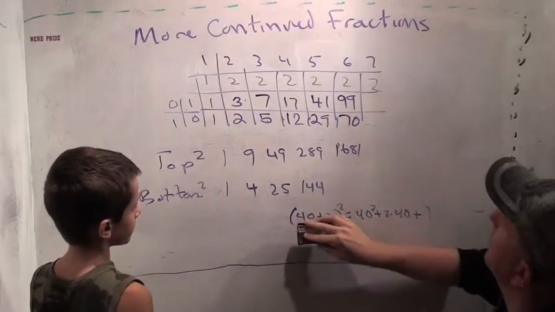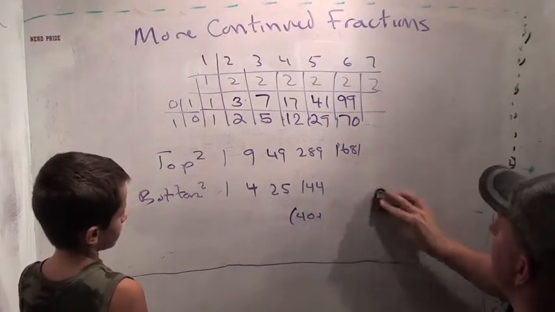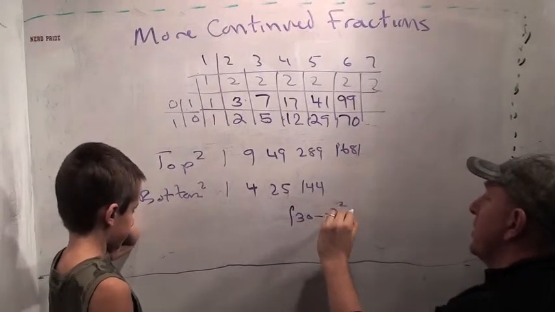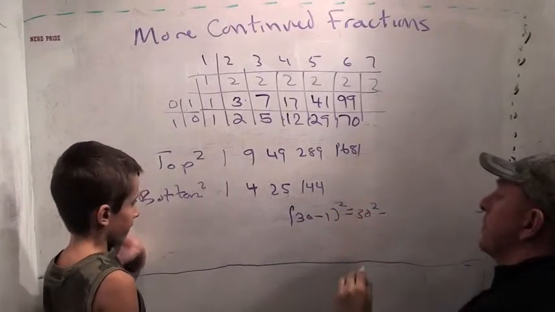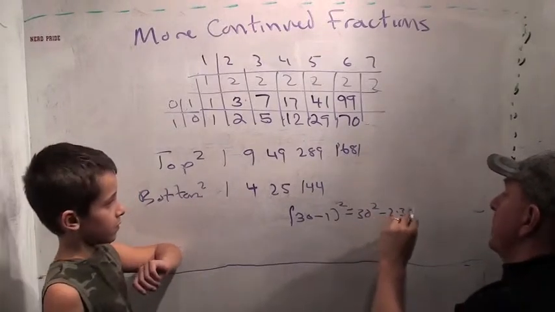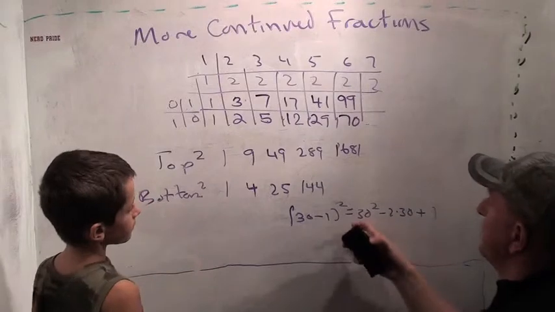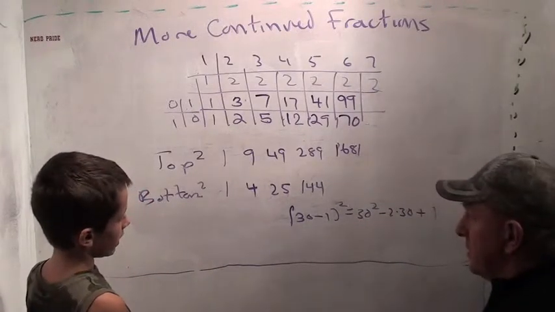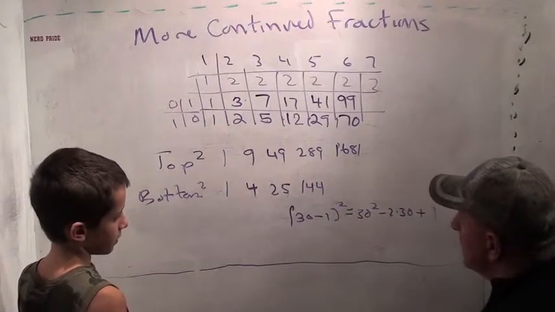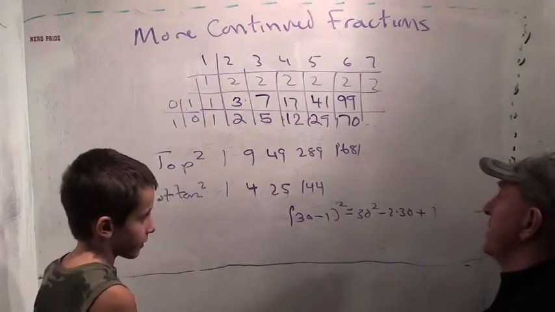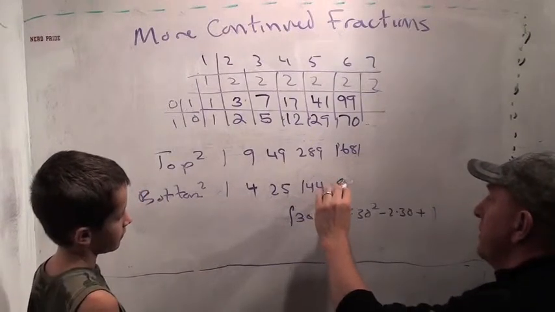And 29 squared. We can actually do the same trick for 29 squared. We do 30 minus 1 squared, which is 30 squared, minus 2 times 30, plus 1. So it's slightly different. 30 squared is 900. 900 minus 60 is 840, plus 1, so this is 841.